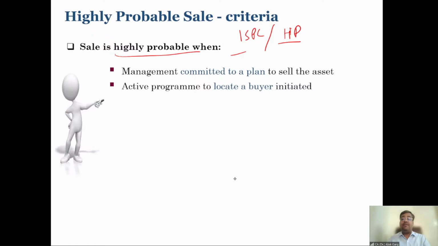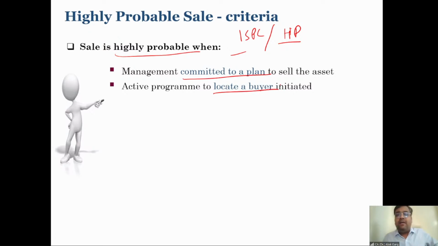Second, an active program to locate a buyer has been initiated. For example, if a company wants to sell its factory and has already started inviting quotations and inquiries, has listed it on 99acres, Prop Tiger, put advertisements on their websites, started telling others that the factory is available for sale, and put the for sale board outside the factory and at its gate. So the active program to locate a buyer has been initiated. The first is committed to a plan, and the second is an active program to locate a buyer.